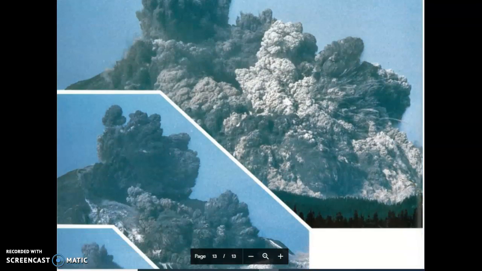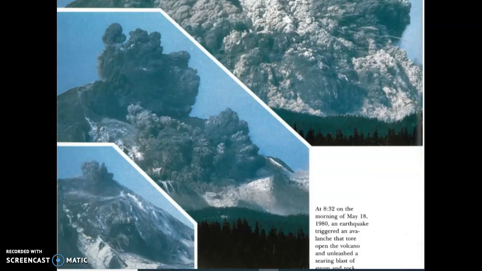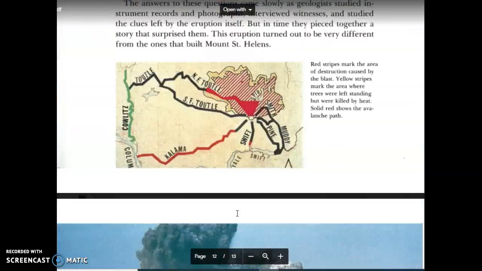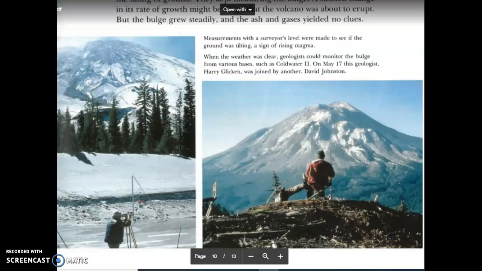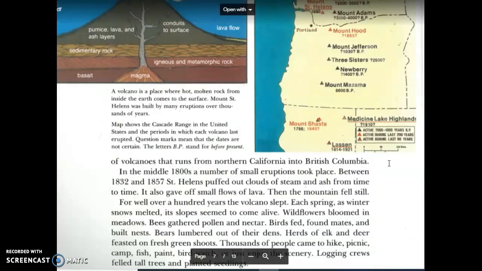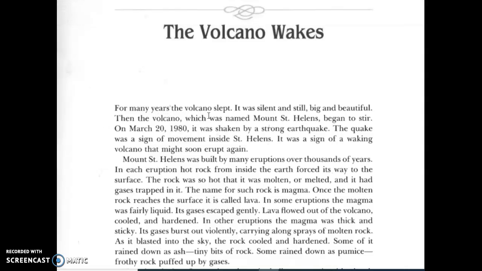A couple more pictures. At 8:32 on the morning of May 18th, 1980, an earthquake triggered an avalanche that tore open the volcano and unleashed a searing blast of steam and rock. All right, so now let's go ahead and go back up and read through the text on this and see what other information we can find out. So I'm going all the way back up to page 1. And go ahead and follow along as I read.